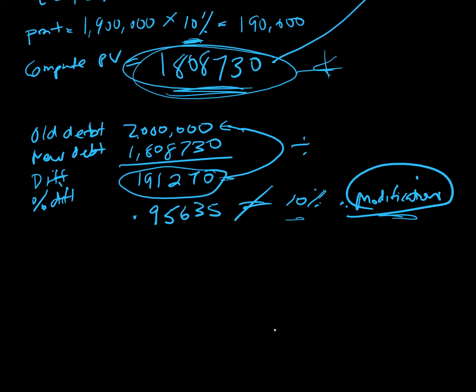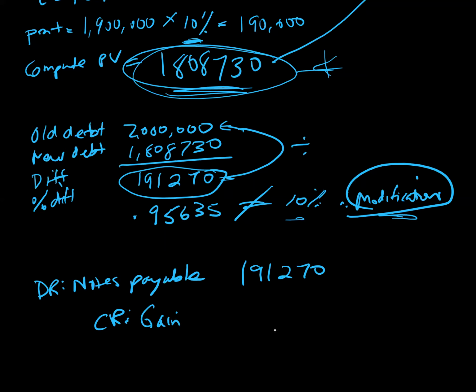So we need to make an adjustment to change the present value of the debt in our statement of financial position. We're going to debit notes payable, and by debiting a liability, we're decreasing the value of the note payable by 191,270. And we're going to credit, actually, we're going to hit our income statement here. We're going to credit gain on restructuring, because the only way we can adjust our statement of financial position is by putting the difference through the income statement.